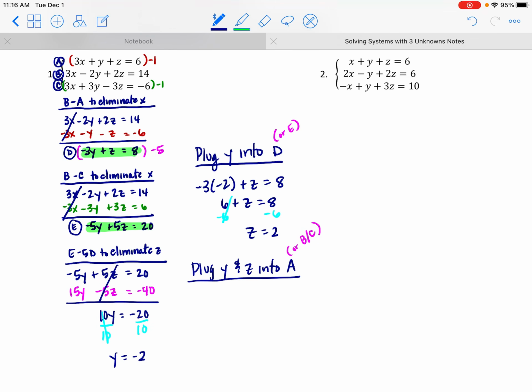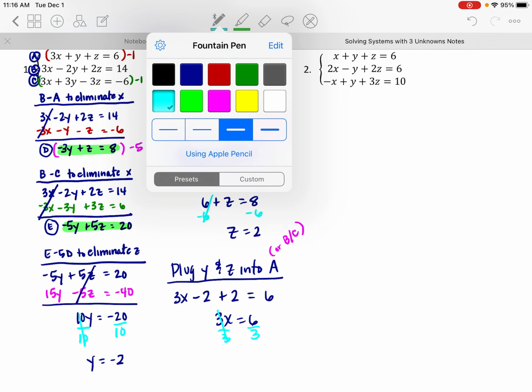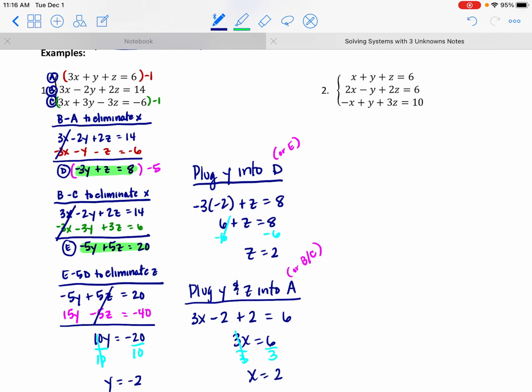All right, so y and z get plugged into a. So in a, we have 3x plus y, which was negative 2, plus z, which was positive 2, and that has to all equal 6. So positive 2 and negative 2 cancel, leaving me 3x equal to 6, which means if I divide both sides by 3, x has to be equal to 2. So x equals 2. So x, then y, then z is my solution.